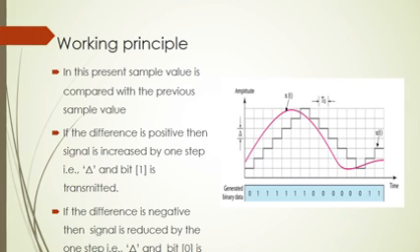Here we will discuss the working principle of delta modulation. In delta modulation, the present sample value is compared with the previous sample value. If the difference of the two values is positive, then the signal is increased by one step, and if the difference is negative, then the signal is reduced by one step. When the step size is reduced, the bit 0 is transmitted, and when the step size is increased, the bit 1 is transmitted.